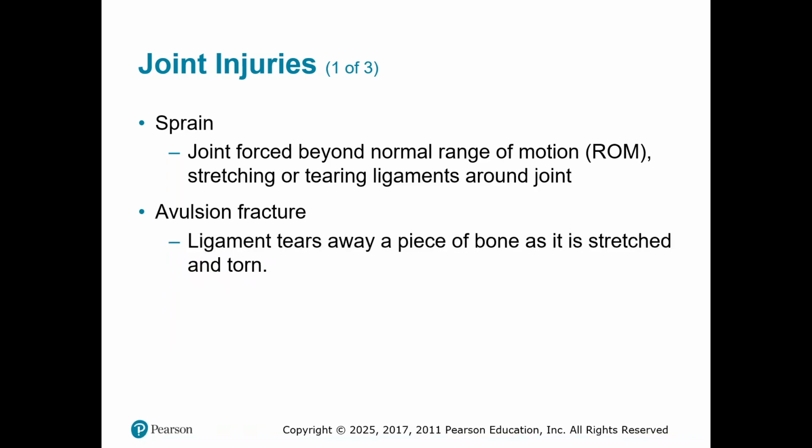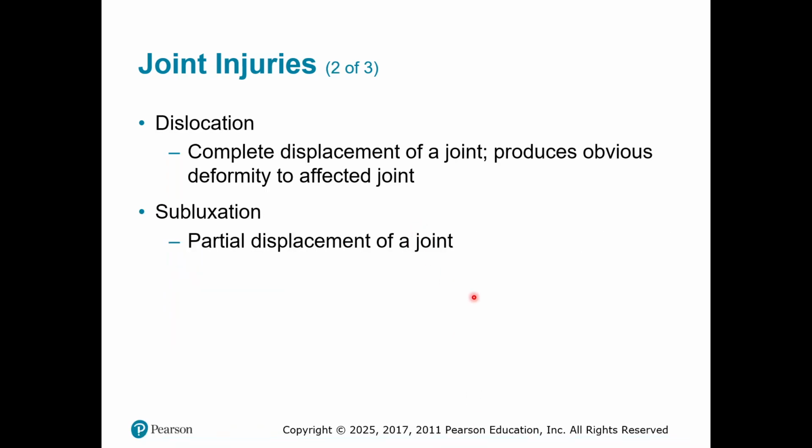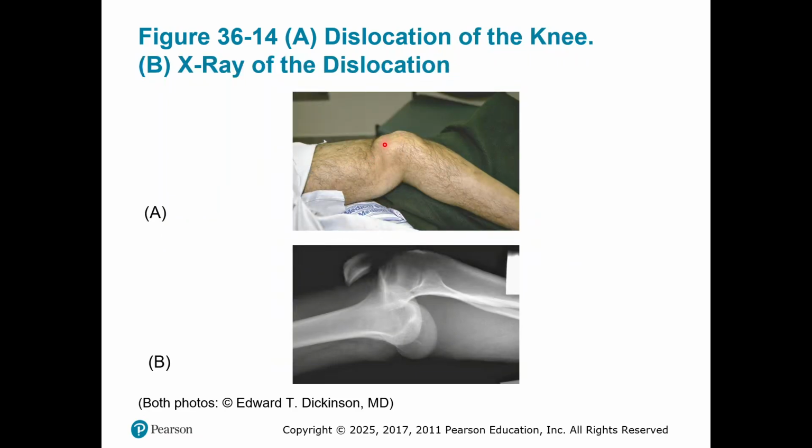For joint injuries, a sprain is considered a joint forced beyond normal range of motion, with stretching or tearing of the ligaments around the joint. And then an avulsion fracture is when a ligament tears away a piece of bone as it is stretched or torn. Dislocation is a complete displacement of a joint and produces obvious deformity to the affected joint. And a subluxation is a partial displacement of a joint. Here you can see we have a kneecap that is dislocated, and that's the x-ray of that.